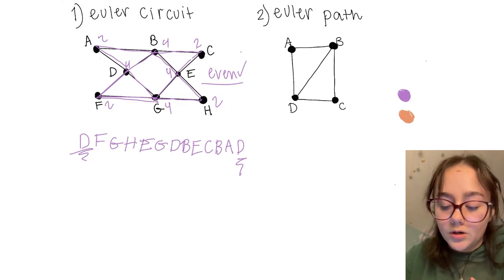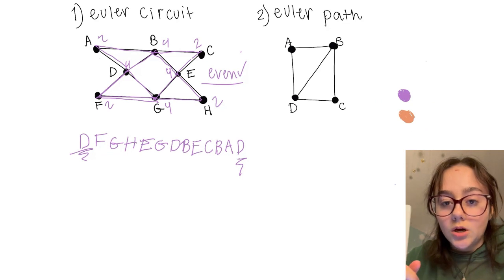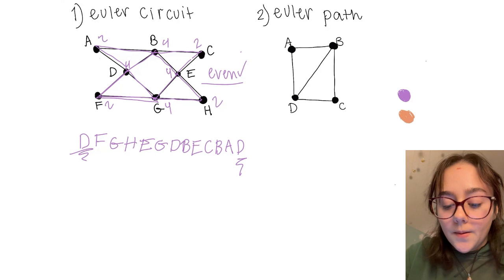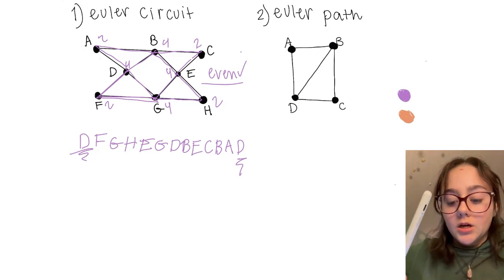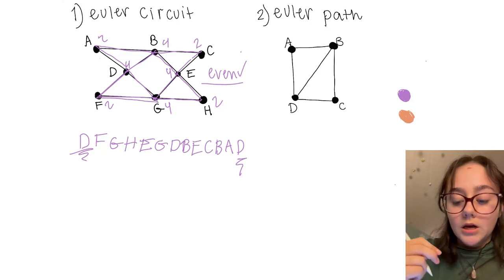So now we're going to move on to the Euler path. With the Euler path, you still want to cross all of the edges, but you do not have to start and end at the same vertex. But this one's a little different. You want to start with an odd degree. There can only be 2 odd degrees, and the rest can be even.